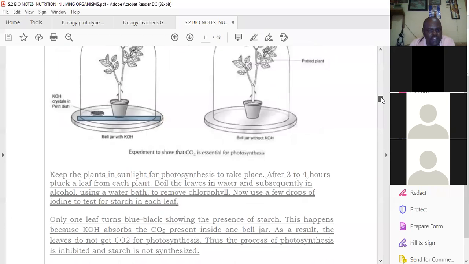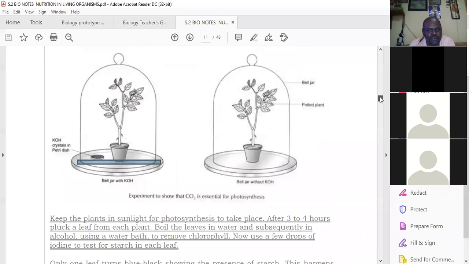So we have arranged those two. Remember, one of them is the real experiment. The other one is the control experiment in that case. Now, after making such arrangements, we keep the plants in sunlight for photosynthesis to take place. And this can be done. We can leave them in the sun for 3 hours. Although in the write-up, we are saying 3 to 4 hours.